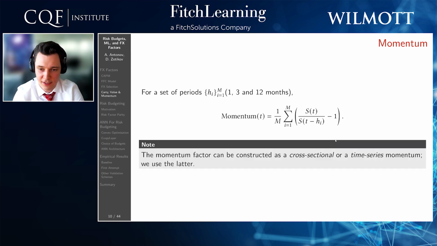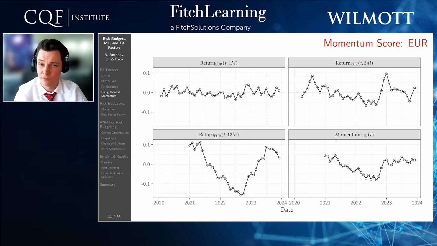One note is that this factor can be constructed into different flavors, if I may. The cross-sectional factor and a time series. And we use the latter, and we observe that these two flavors are very close to each other, and that is why we're using only one of them without any loss of performance results. Now, as an illustration of that momentum, we're having first three panes here. They are depicting returns over different time frames, and the momentum is an average of them.